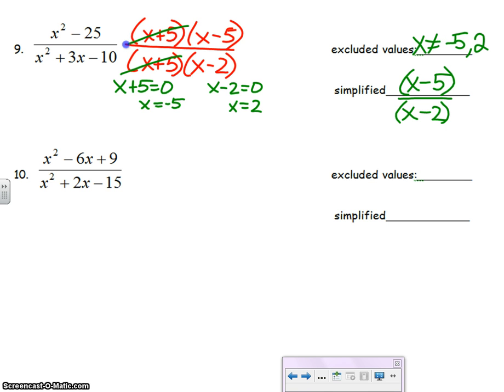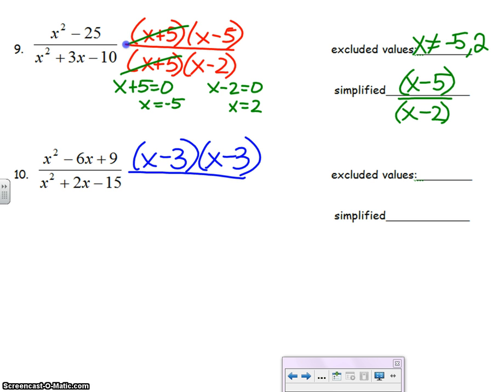Let's go ahead and do one or two more together, and then we will be done with this for today. So we're looking at x squared minus 6x plus 9. How do I factor that? That's going to factor to what factors of 9 add up to be negative 6. And that's (x - 3) times (x - 3).